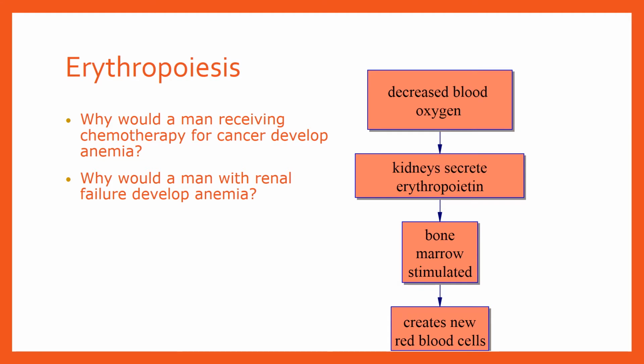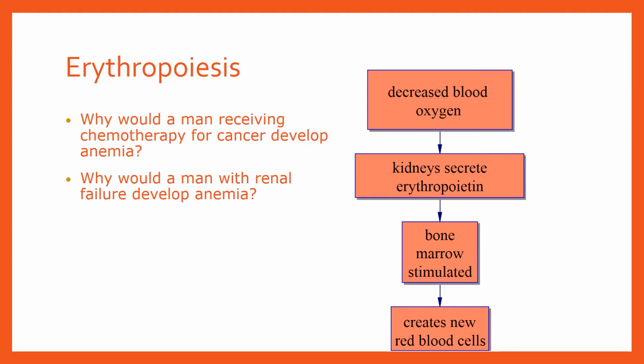So to answer these questions: why may a man who is receiving chemotherapy for cancer develop anemia? Because chemotherapy can be destructive to bone marrow, and it will result in anemia. And why would a man with renal failure develop anemia? Because kidneys won't be able to respond correctly to the erythropoietin need. Kidneys won't respond when decreased blood oxygen is present.